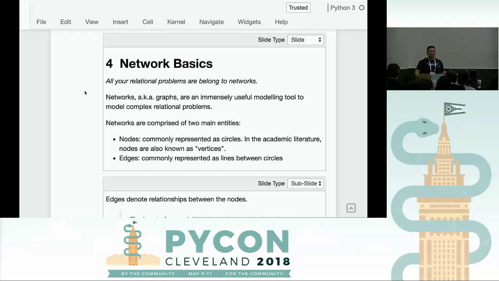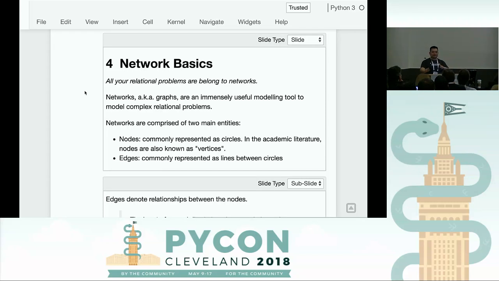In the front? Okay, we're looking for concrete examples. Can you think of one? Okay, all right. Pardon me? Spotify. So what kind of networks show up in Spotify? Okay, so people who follow other people, right? So that's another kind of network. Any others?